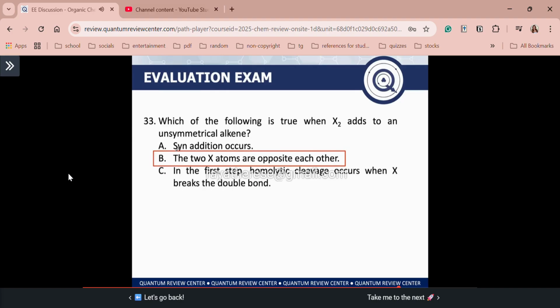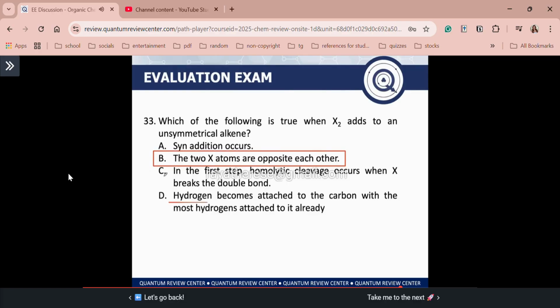In the first step, homolytic cleavage occurs when your halogen breaks the double bond. Class, again, homolytic cleavage, the product of that is a radical. Our reaction is ionic through formation of a halonium intermediate. Okay? Remember that. And choice D, hydrogen. That's already wrong, we have no participation of hydrogen. Okay? Here, we only use two different halogens. We don't use hydrogen. This is for hydrohalogenation. Don't get confused. Again, letter D is true, but it is not related to halogenation.